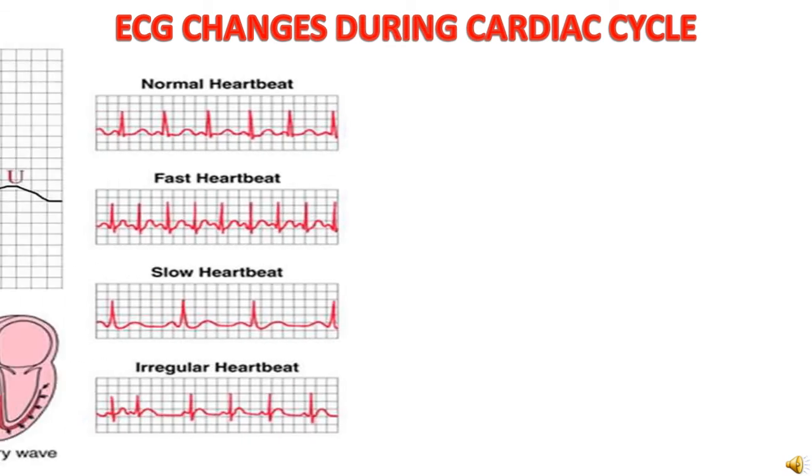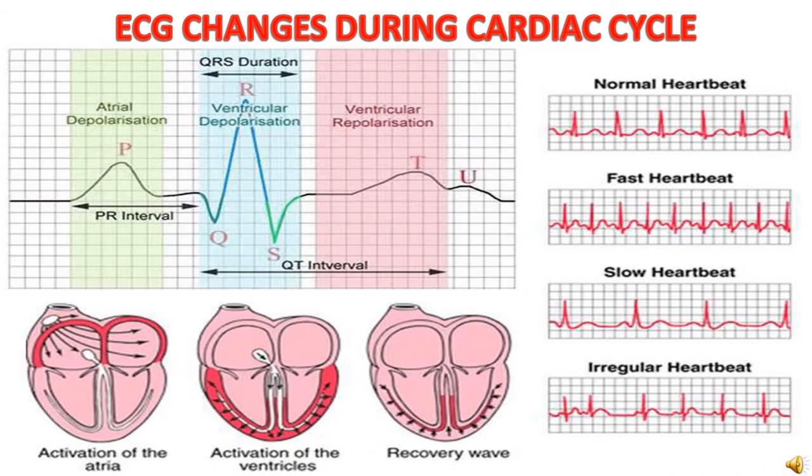Also a similar diagram as we have seen it before. During the atrial depolarization, there is the activation of the atria. During the ventricular depolarization, that is the QRS complex, there is activation of the ventricles, and during the ventricular repolarization, it is the recovery wave. The normal heartbeat, fast heartbeat, slow heartbeat and irregular heartbeat are depicted here, and we can beautifully differentiate between them.